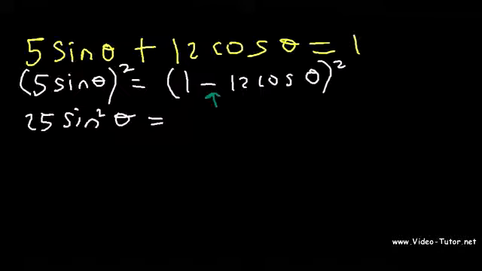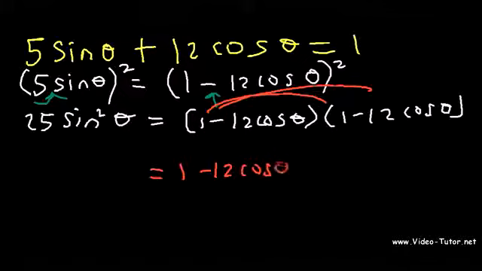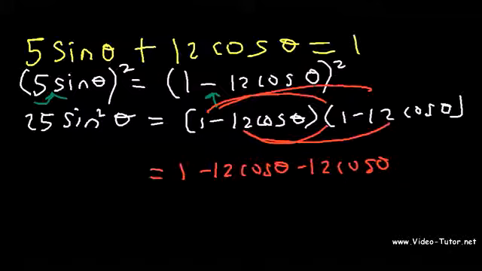Here, on the left side, we didn't have to FOIL because the 5 is multiplied to the sine. So on the right side, it's going to be 1 minus 12 cosine theta times 1 minus 12 cosine theta. So 1 times 1 is 1, and 1 times negative 12 cosine is just negative 12 cosine. Negative 12 cosine times 1 is the same thing, and then the last term, negative 12 cosine times negative 12 cosine, that's 144 cosine squared.